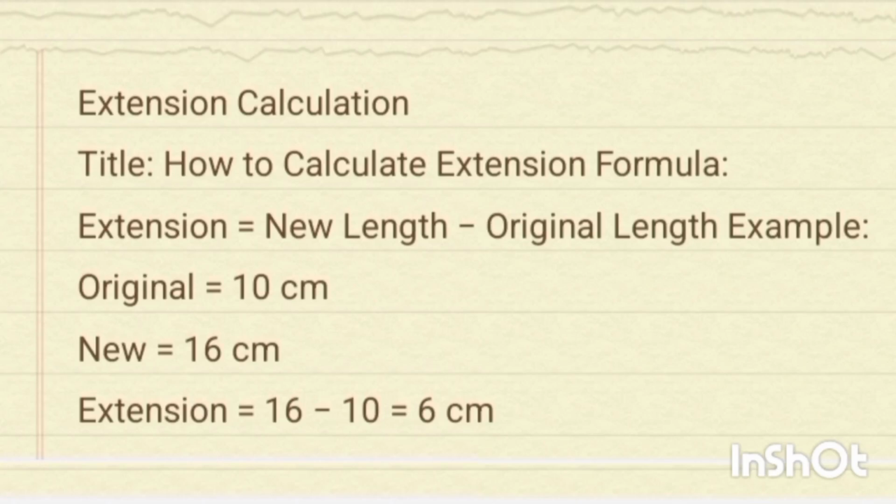The formula for extension is new length minus original length. Now that we have been given that our original length is 10 centimeter and our new length is 16 centimeter, extension will now become 16 minus 10 equals 6 centimeter. That is, the extension of that spring after the load has been applied is 6 centimeter.